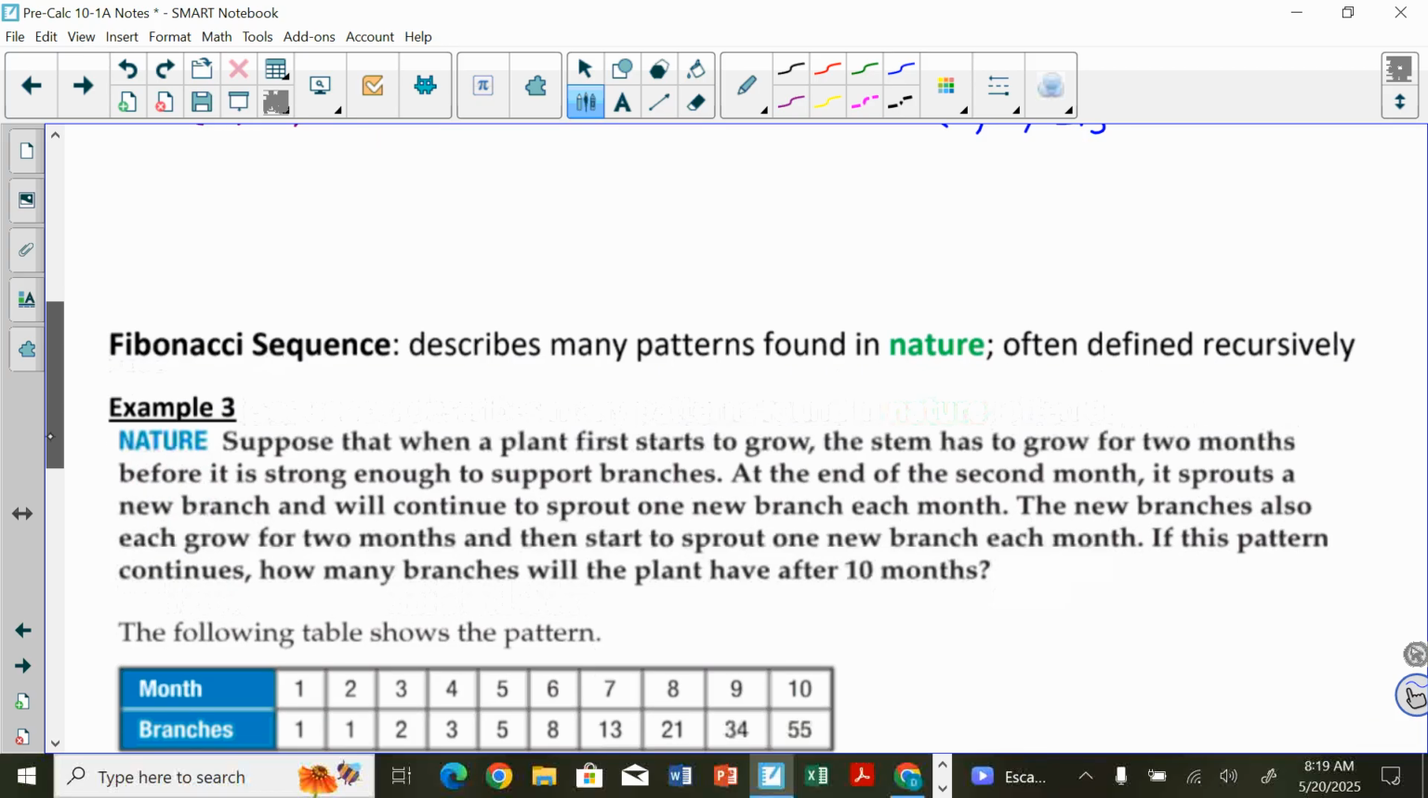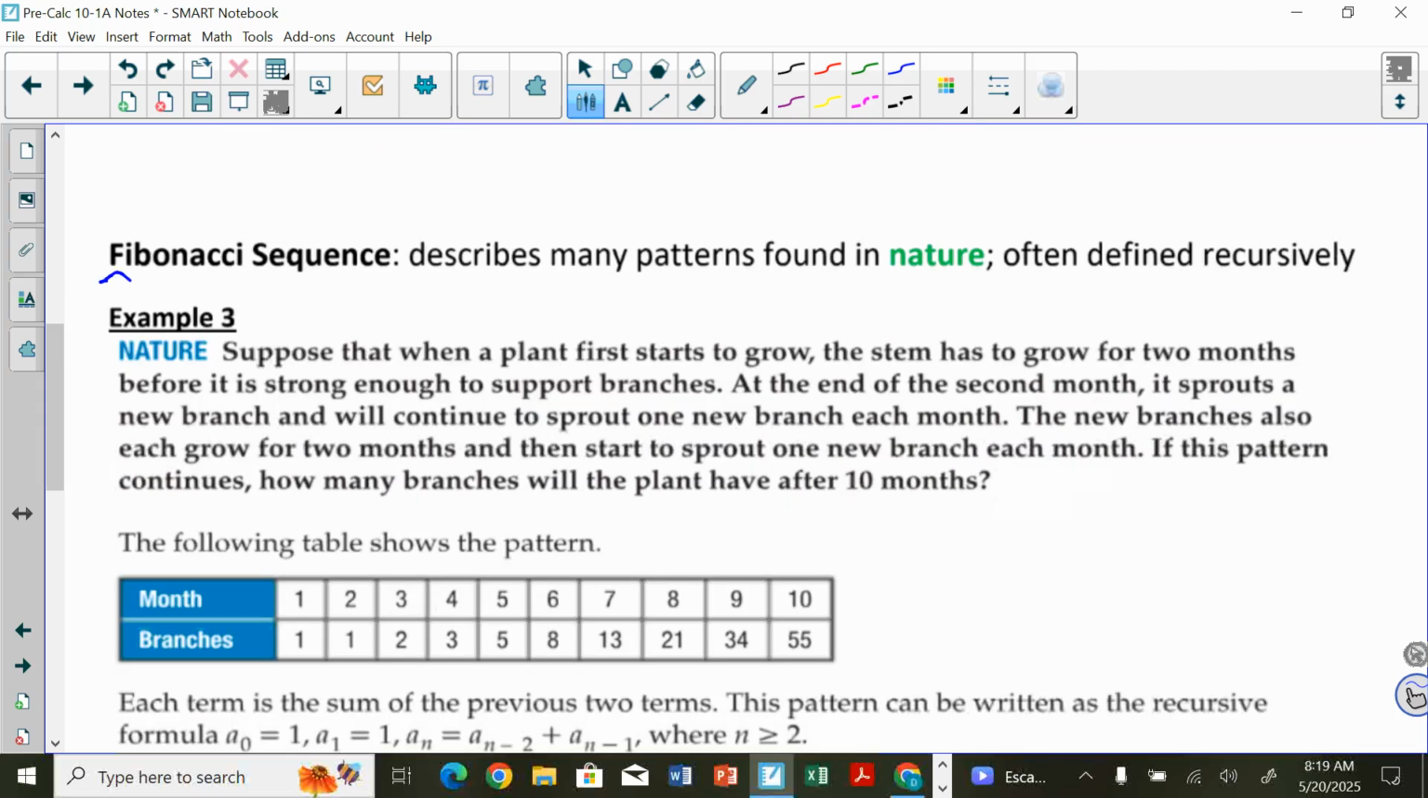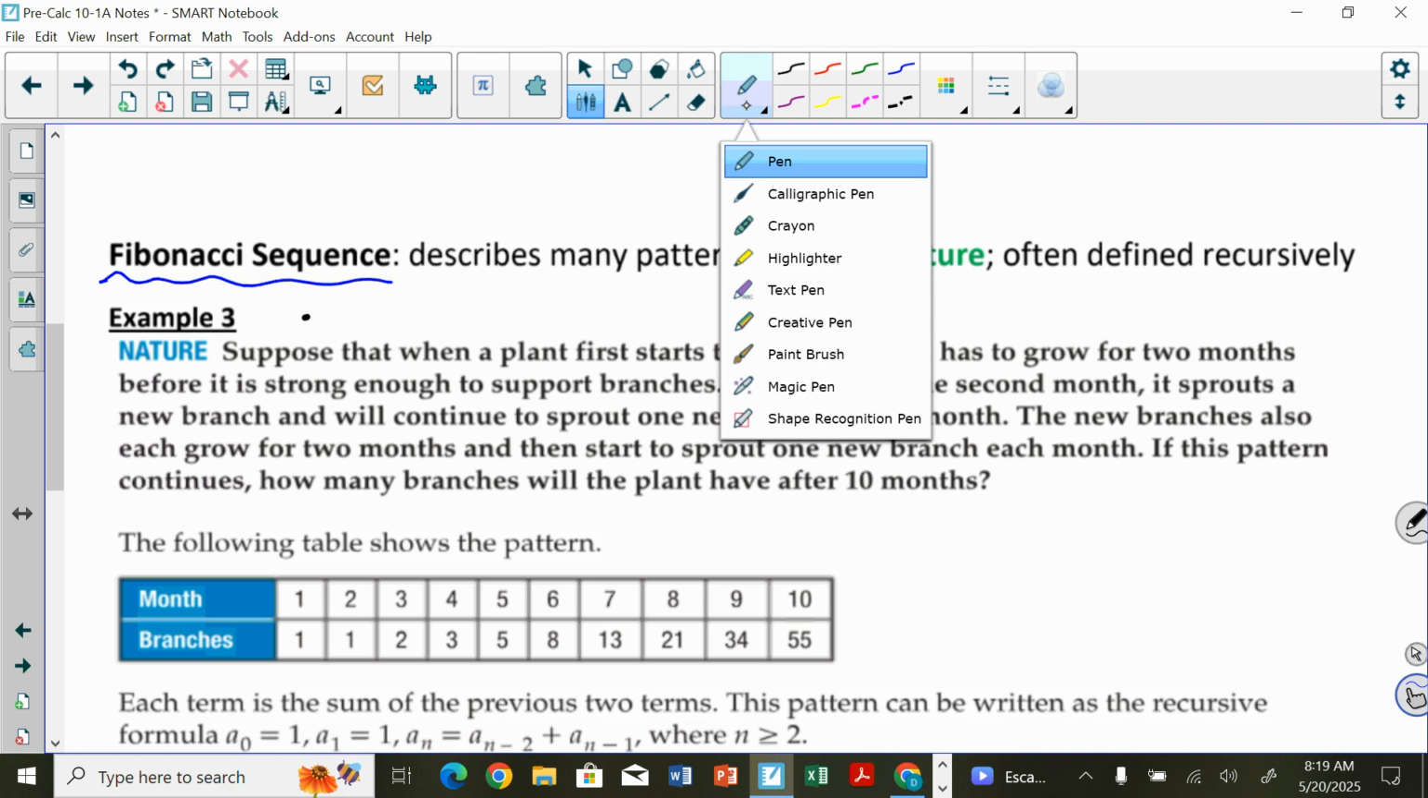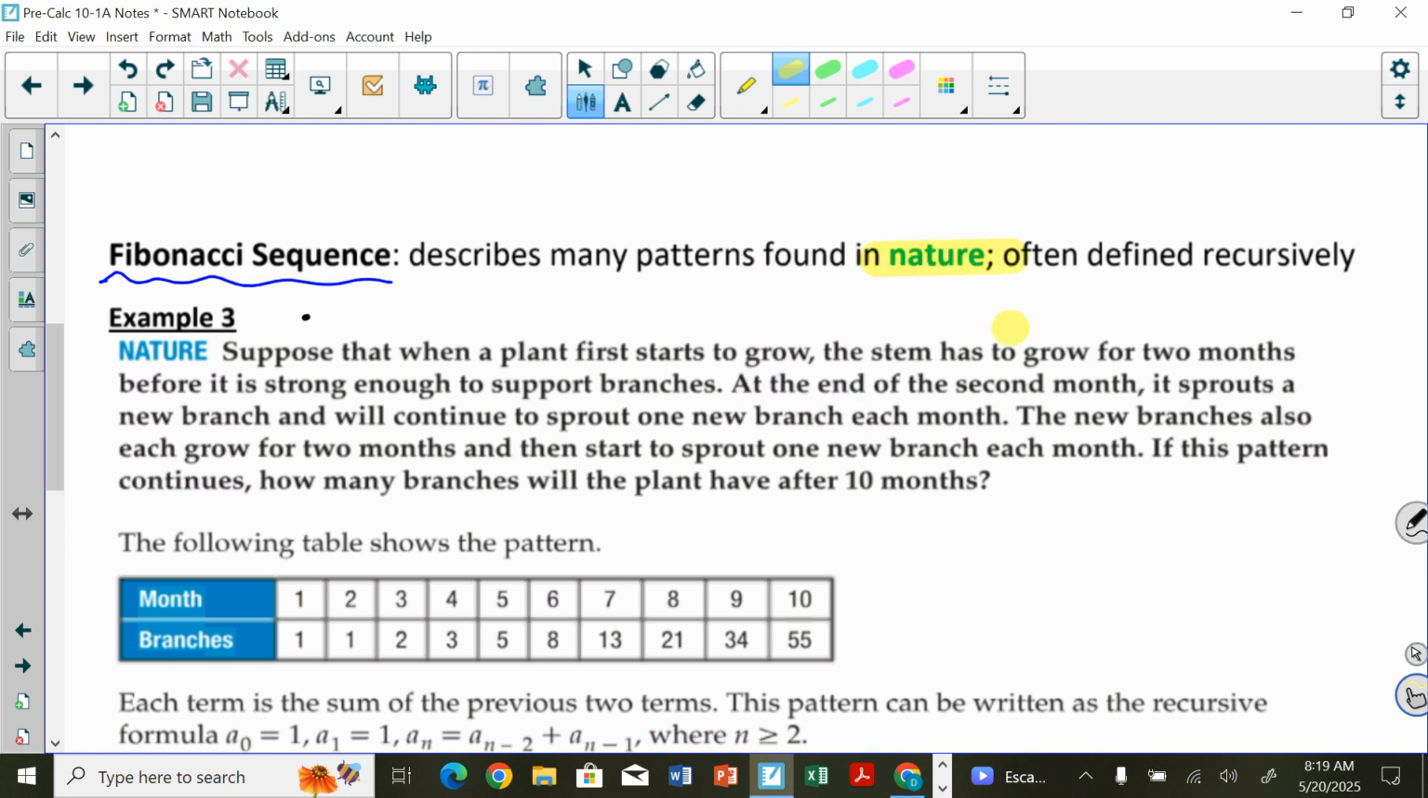Okay, another common sequence we see a lot is the Fibonacci sequence. It's a common one. A lot of times we see it in nature, and so the example we're going to do has nature. It's often defined recursively. So in this example, suppose you've got a plant that starts to grow, and the stem has to grow for 2 months before it's strong enough to support branches. So think of a tree, for example.